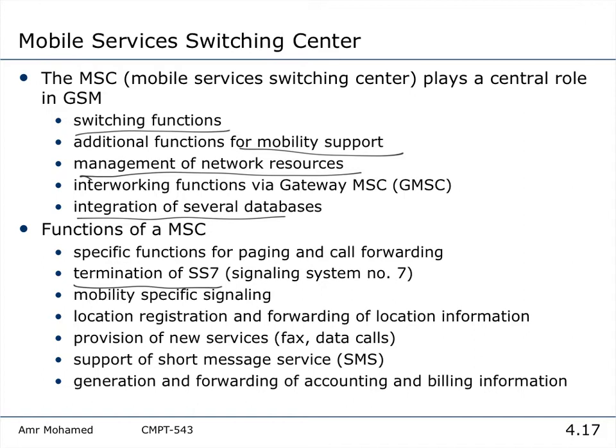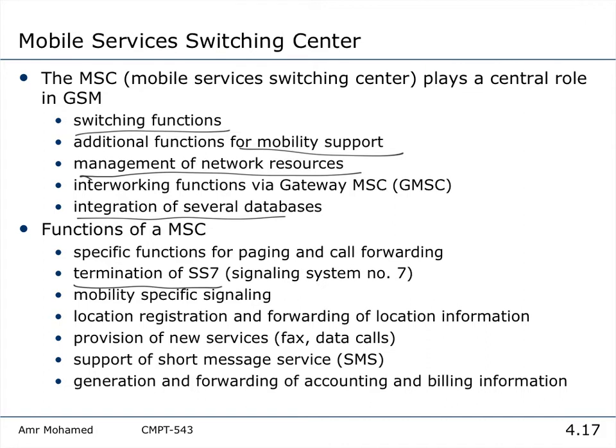Location registration and forwarding of location information. So when I move from one location to another, I need to forward the information. I need to migrate the information of this subscriber from one VLR to another, right? So the temporary information needs to migrate with me. Some permanent information is still in the HLR, but there is some temporary information that migrates with me from one location area to another.